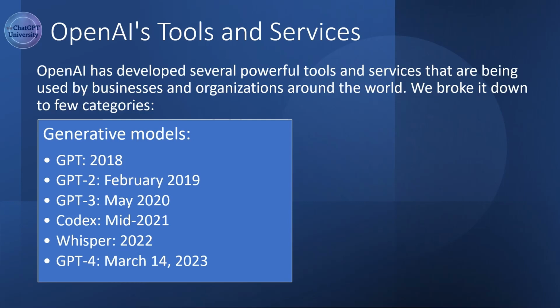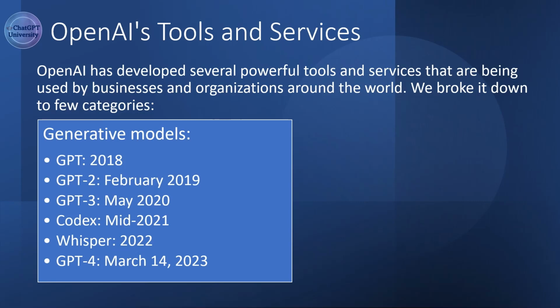Whisper, which got released in 2022, is a general purpose speech recognition model. It is trained on a large dataset of diverse audio and is also a multitask model that can perform multilingual speech recognition as well as speech translation and language identification.